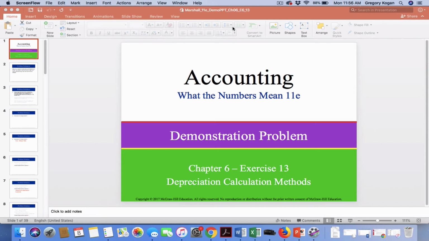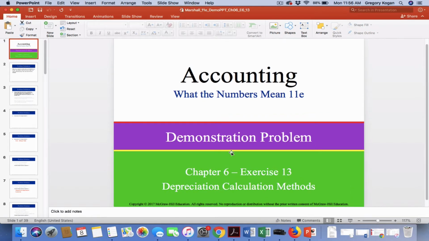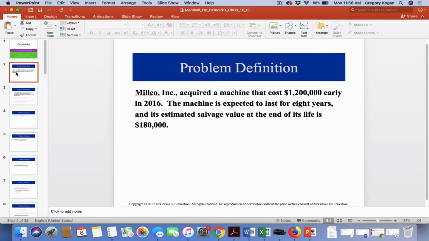Hi, in this module, we're going to go over a demonstration problem for depreciation. What is the depreciation method? And more importantly, how do we deal with different methods of depreciation? What are the entries? What are the entries for accumulated depreciation? What is the net book value of an asset? And how do you put the depreciation expense on the income statement and accumulated depreciation on the balance sheet? Those are the questions that we're looking to answer in this presentation, okay?